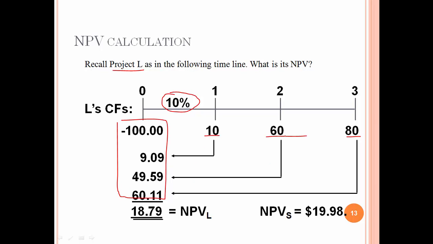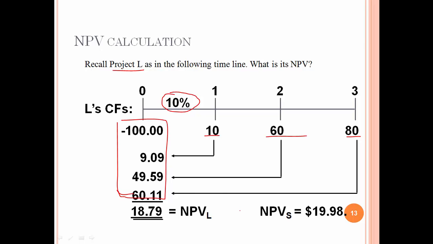And for the second year's cash flow, you use 60 divided by 1 plus 10% to the power of 2, you get 49.59. And then for the 80, you use 80 divided by 1 plus 10% to the power of 3, you get 60.11. And you add up all these numbers, positive and negative, you get a total present value of 18.79, and that is the NPV of project L.